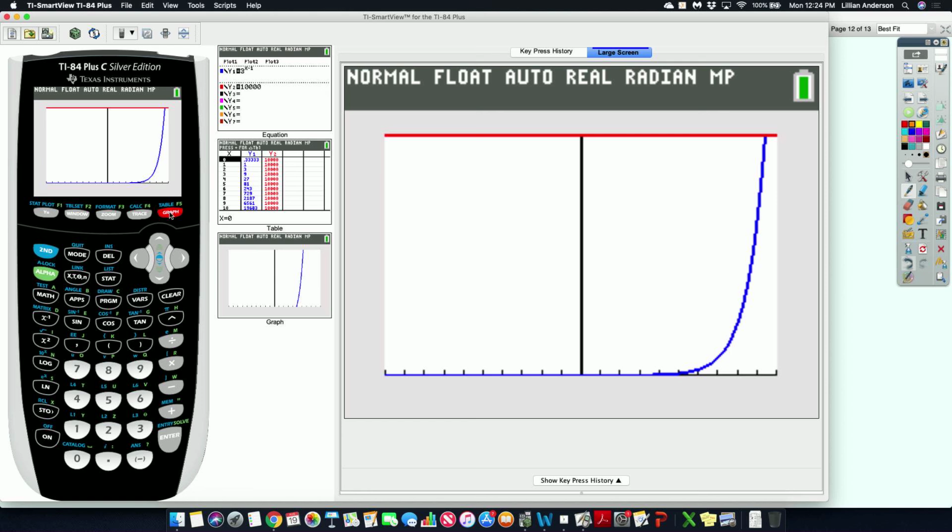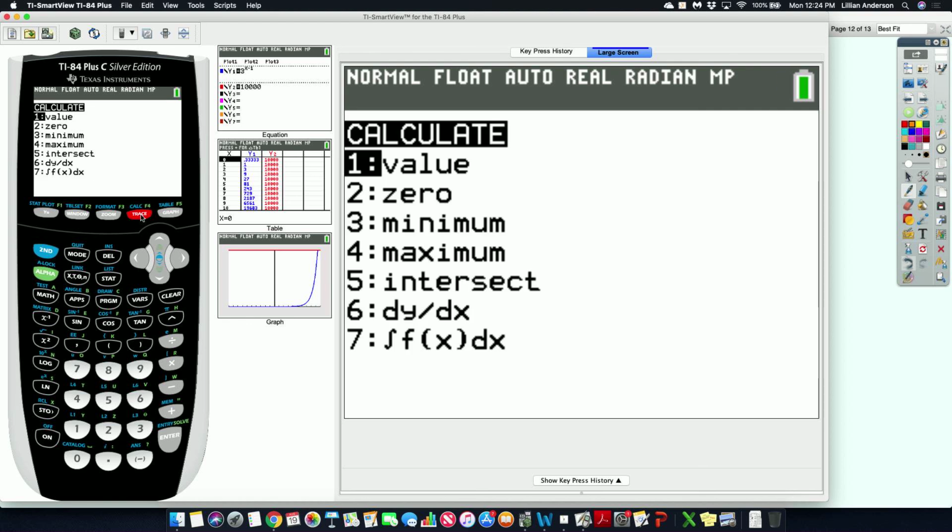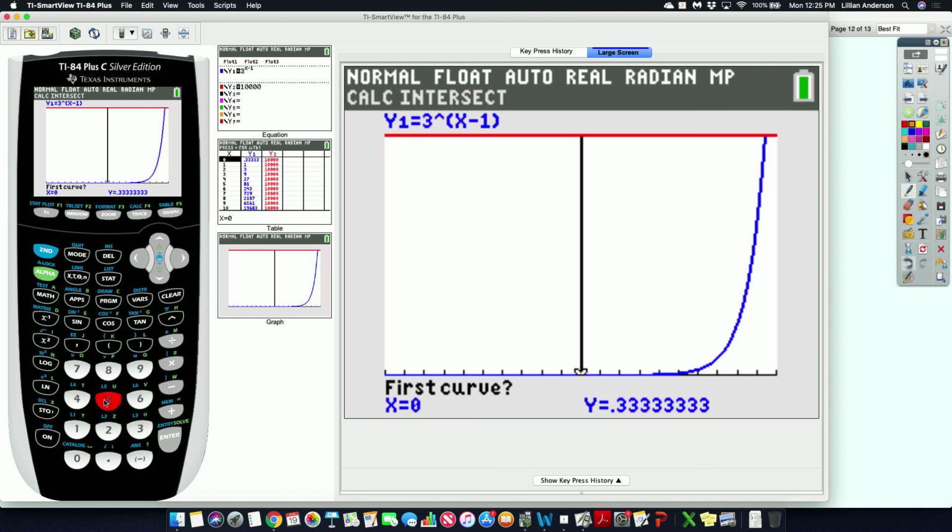Okay. And I'm looking for that solution, where those two lines intersect. I showed you how to do that, right? How do I go there? How do I get that intersection point? What do I do? Second trace. Which option? 5. And now what do I need to do? I need to move it closer.